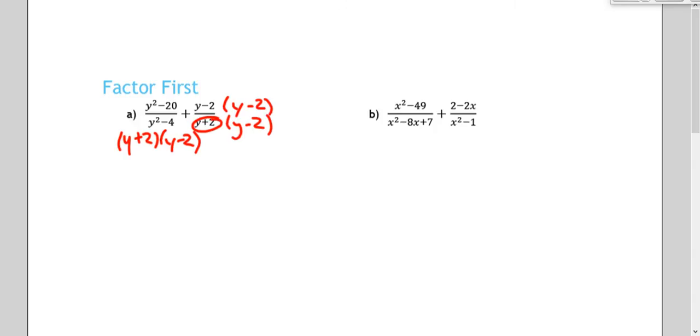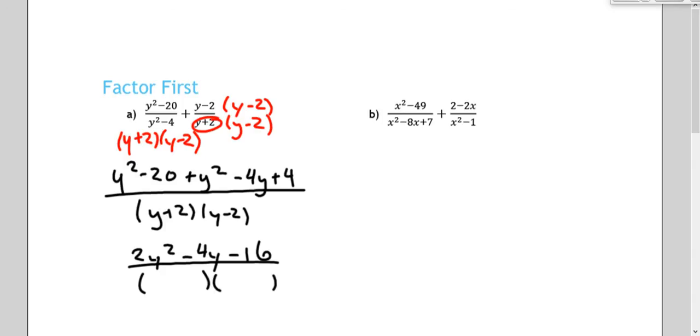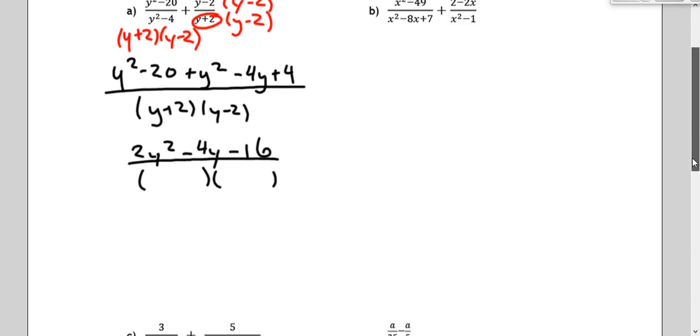So then that leaves us with y squared minus 20 plus y squared minus 4y plus 4, all over y plus 2, y minus 2. This top simplifies to 2y squared minus 4y minus 16, all over, I'm going to put empty brackets because I don't want to rewrite the denominator a couple dozen more times.